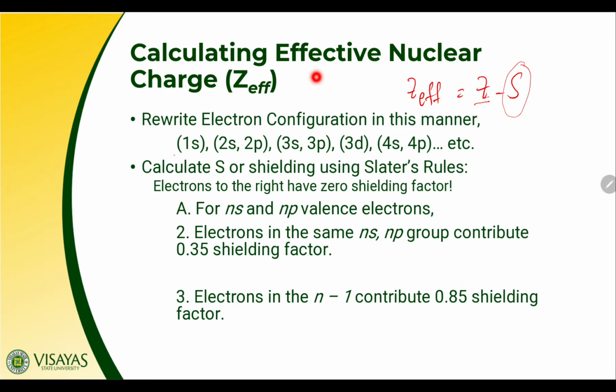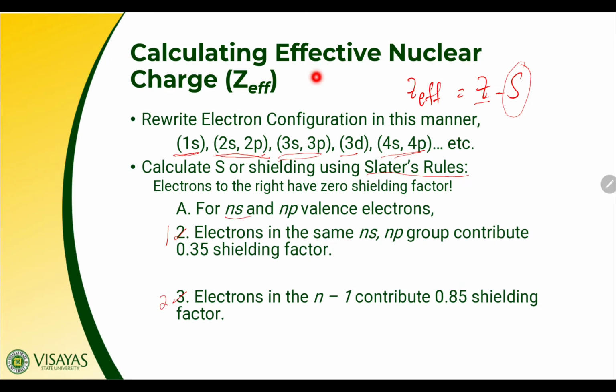So we have 1s, the first energy level, then we have s and p together, 2s and 2p, 3s and 3p, and we have 3d, 4s and 4p, and so on and so forth. After writing the electron configuration in this manner, we next calculate the value of S, or the shielding, using Slater's rules. What is Slater's rules? Electrons to the right do not have a shielding factor, because they're the ones shielded by the previous electrons. So the rule is, for n, this is 1, this is 2.